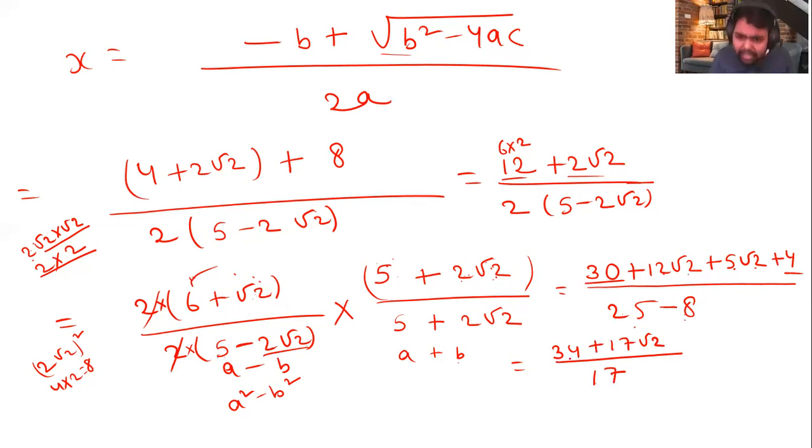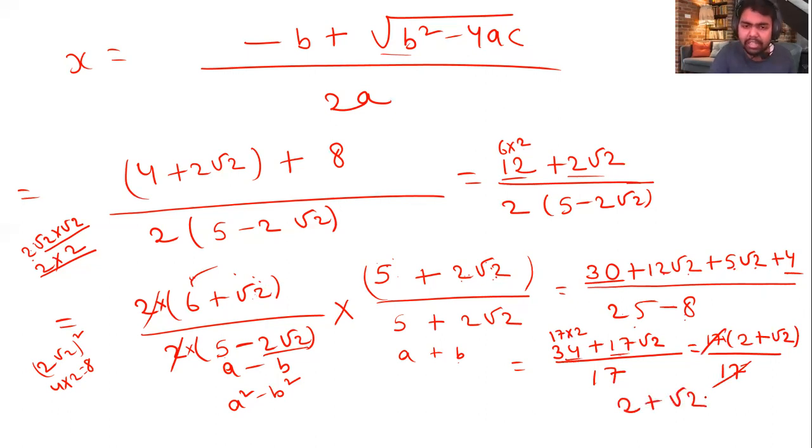Now if you see, we can again take 17 common from this and this as well, because in 34, 17 is hidden, 17 times 2, and here we already have 17. So I'm going to take 17 common. When I take 17 common, I'm going to get 2 plus root 2, and here just divided by 17. Now they are in multiplication, so they can be cancelled. 17 and 17 would be cancelled, and now my final answer is 2 plus root 2.